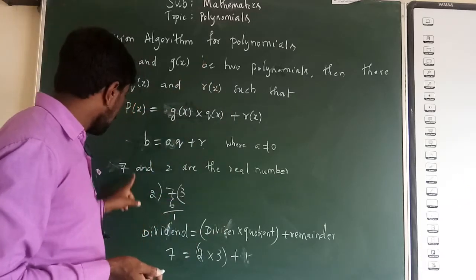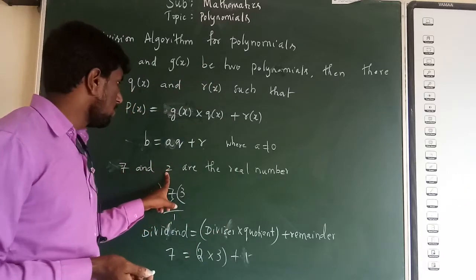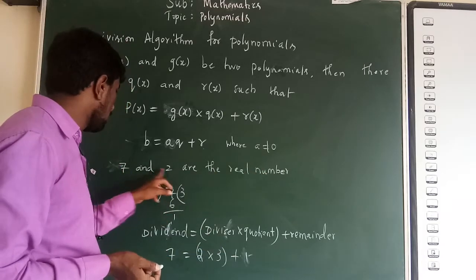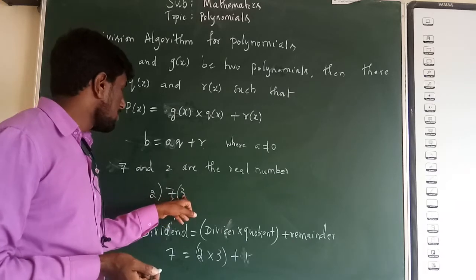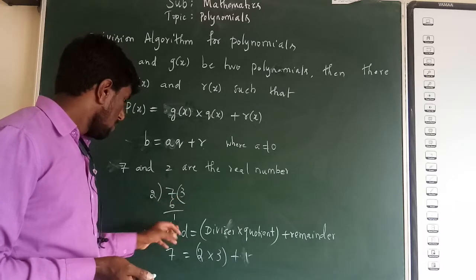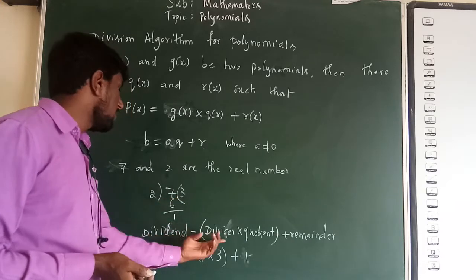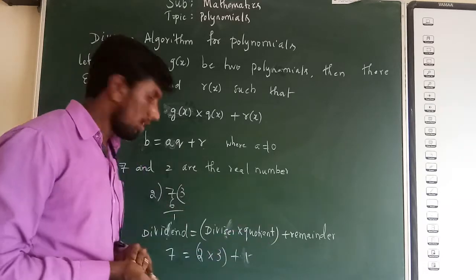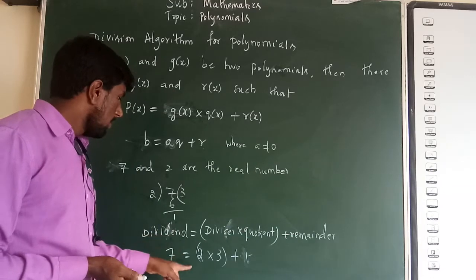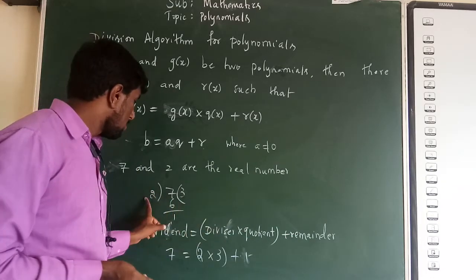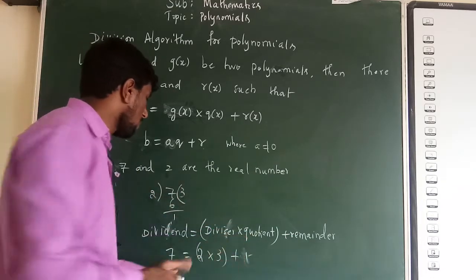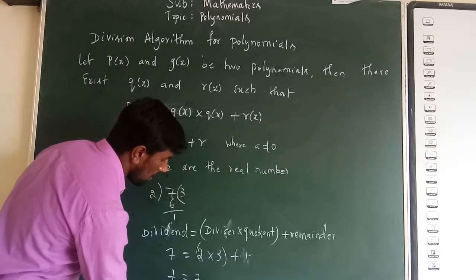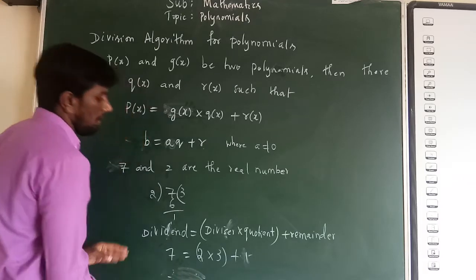See, I had taken two real numbers, 7 and 2. I will be dividing 7 by 2. I will be getting quotient 3 and remainder 1. If I express it in terms of the division algorithm, we know that dividend is equal to divisor into quotient plus remainder. Dividend is 7, divisor is 2, quotient is 3, plus 1. If we simplify this, 7 is equal to 2 into 3, that is 6, and 6 plus 1 will become 7. 7 is equal to 7, so it is verified, correct?